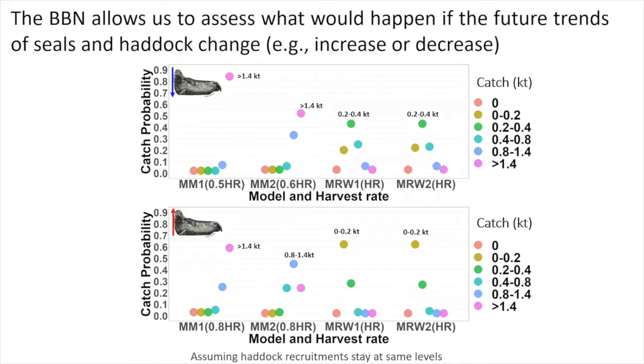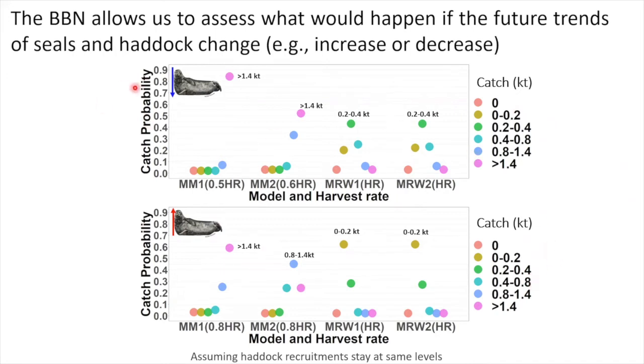The BDN allows us also to assess what will happen if the future trends of seals and haddock change, for example, if these trends increase or decrease. Here, only as an example, I will demonstrate what happens in terms of catch levels if seals decrease in the upper panel or increase in the bottom panel.